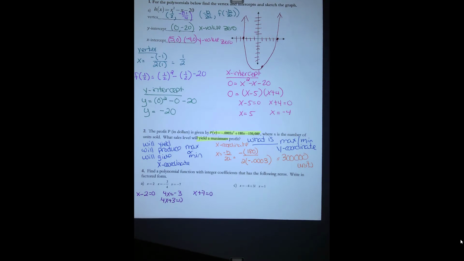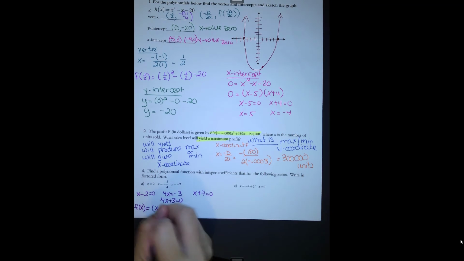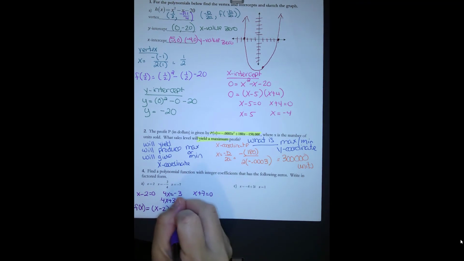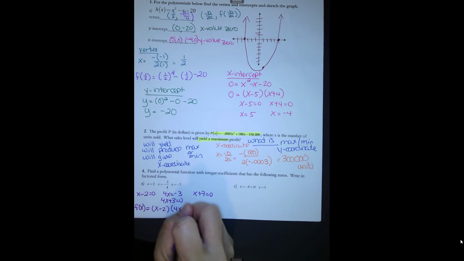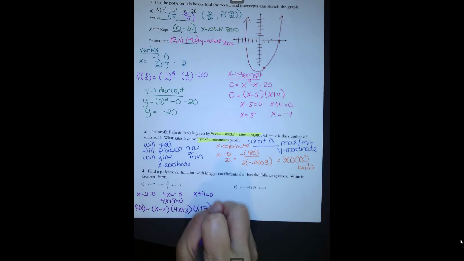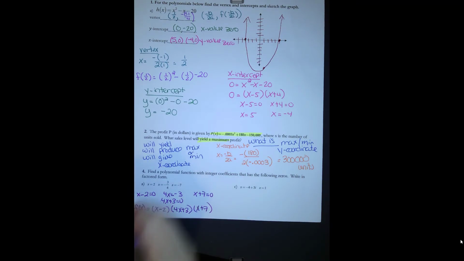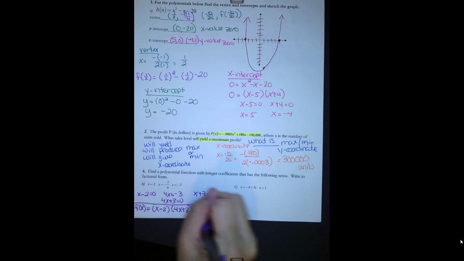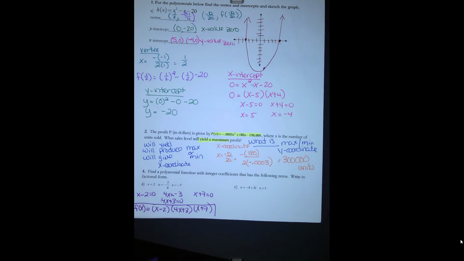When it says to write a function, make sure we go f of x equals, and our factors are x minus 2, 4x plus 3, and x plus 7. So this right here is our final answer.